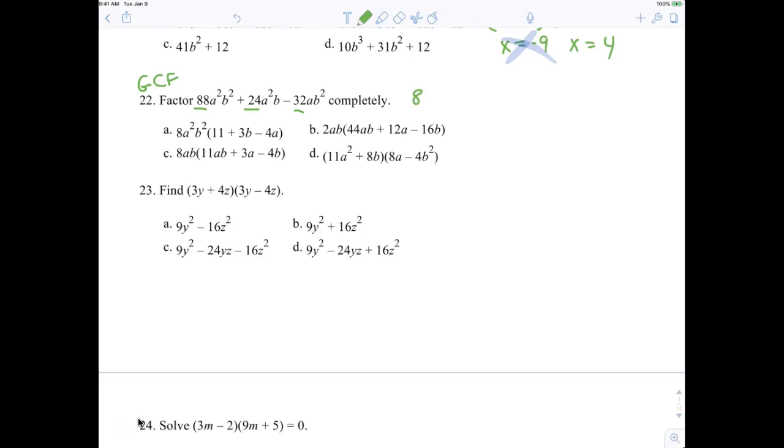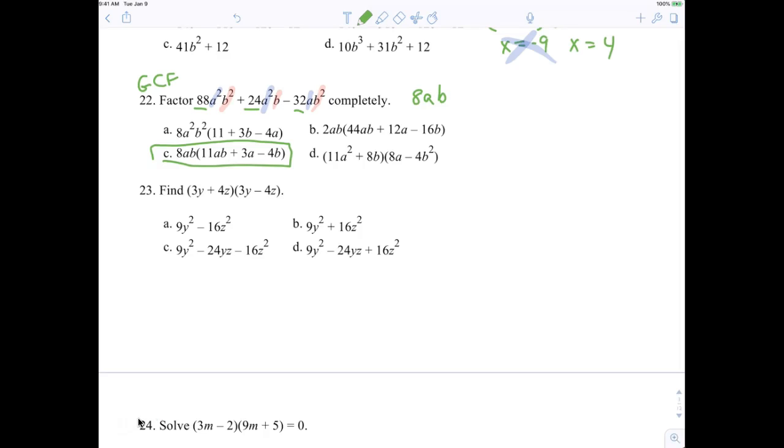Then we look at the A's. There's an A squared, and an A. So that GCF is what? A. Then, of course, we're looking at the B squared, B, and B squared. So B. We can pull out a B. All right, so 8AB is technically, and so then we can just look at our answer and say the only one with 8AB is what?